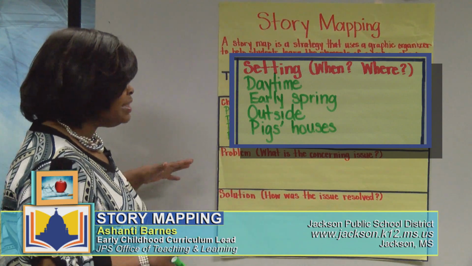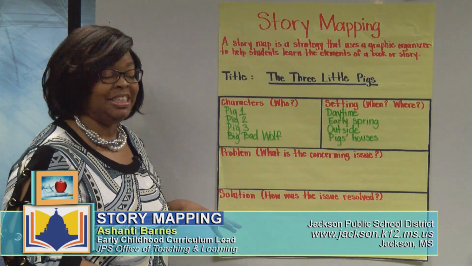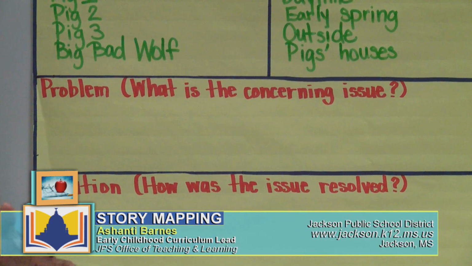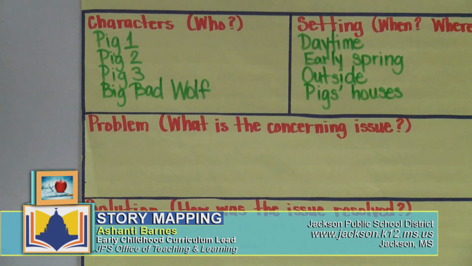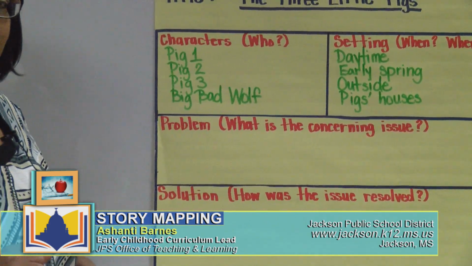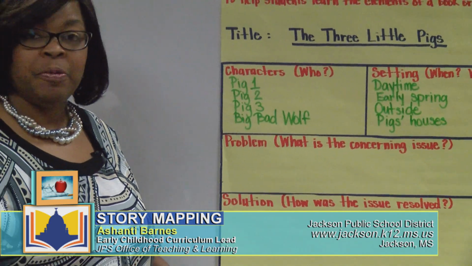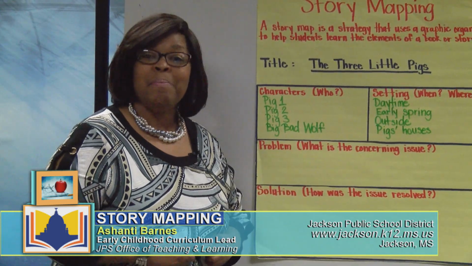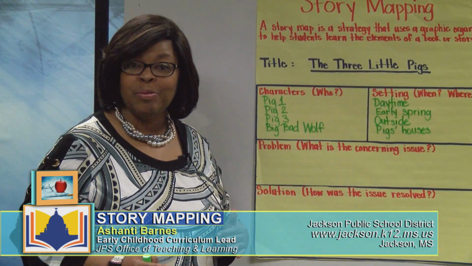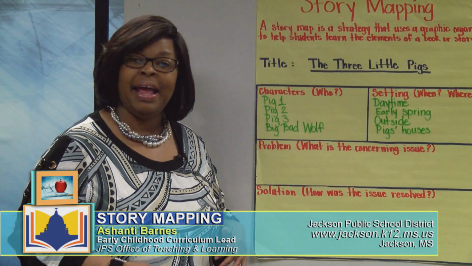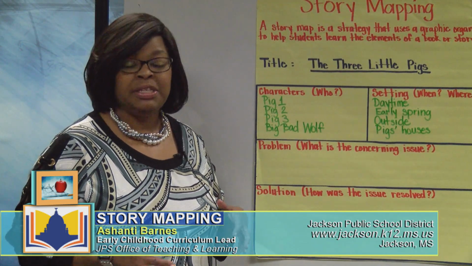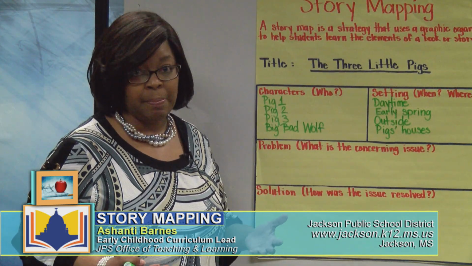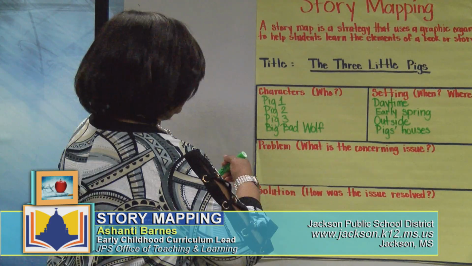So now we're going to get to the meat of the story mapping strategy. And that is to, number 1, identify the problem, or what is the concerning issue. So what happened that was a problem in the story, The Three Little Pigs? Yes, you got it. A couple of the pigs made some really unstable homes, and the wolf came by and blew their houses down. So they're out of homes, and the wolf is trying to eat the pigs for supper. So those are problems, okay?